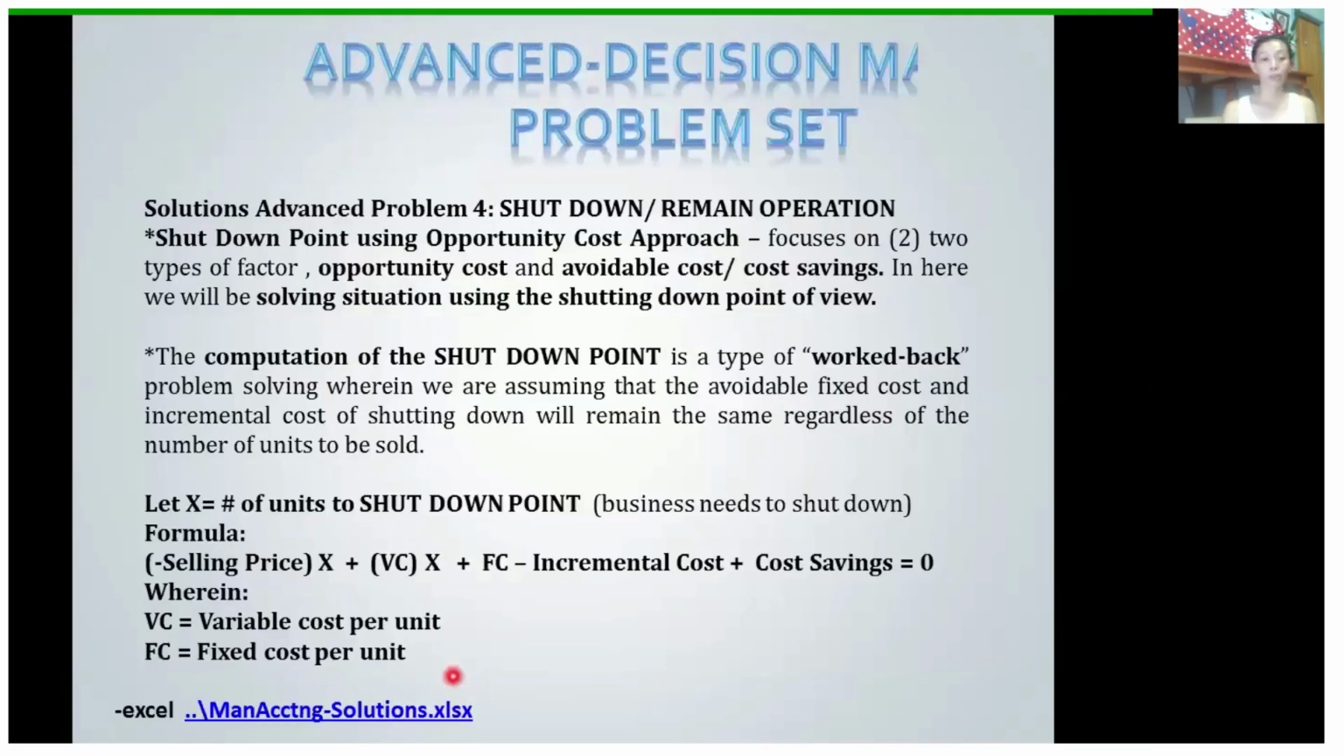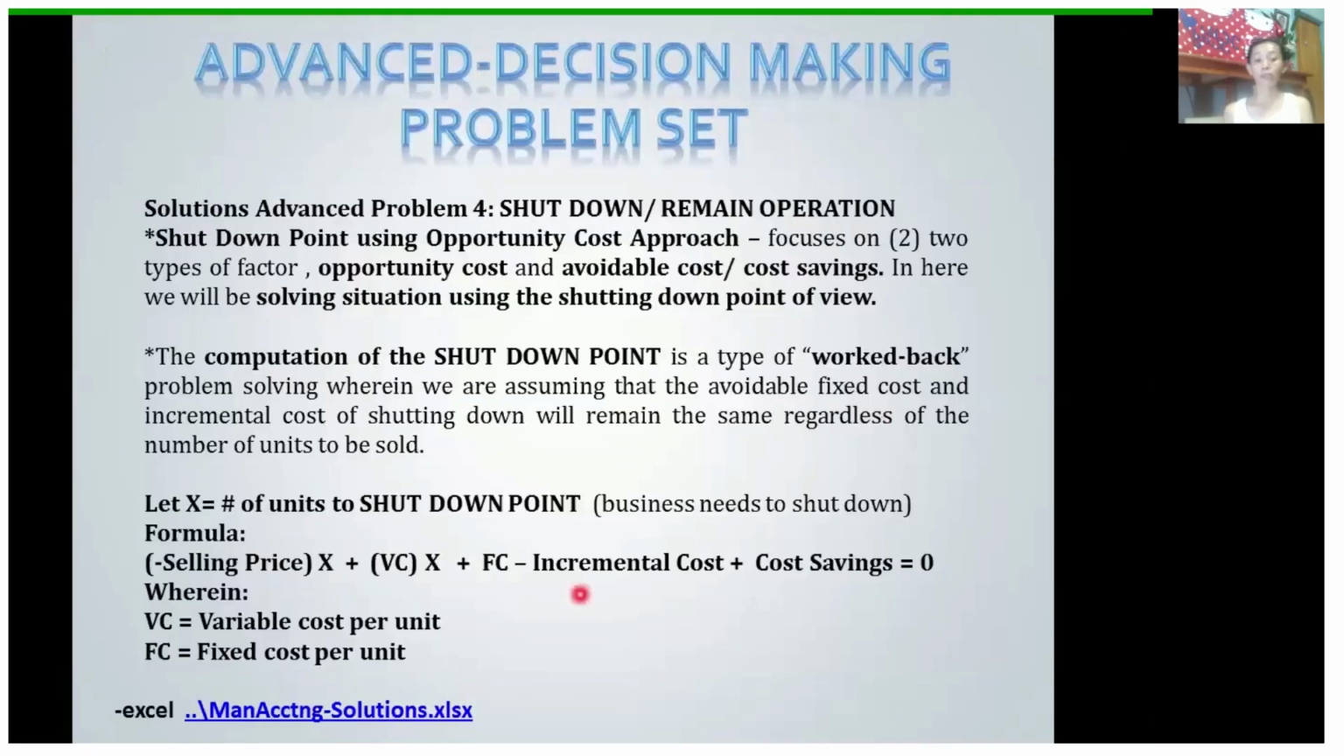So we go with the solution. To solve this, we have to understand first the shutdown point using the opportunity cost approach, which will be used to solve this situation in Brunei. The opportunity cost approach focuses on two types of factors: the opportunity cost and the avoidable cost, or the cost savings. So here, we will be solving the situation using the shutdown point of view.